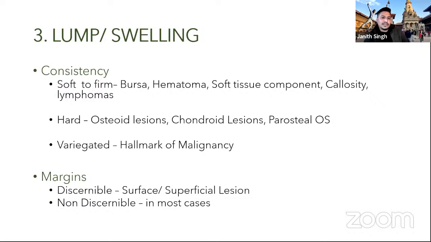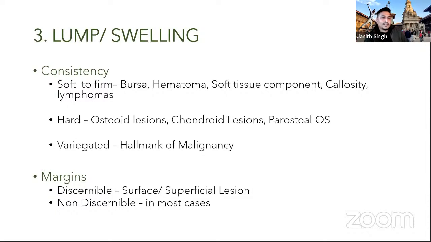If it is hard, it could be due to osteoid lesions or chondroid lesions, or sometimes parosteal osteosarcomas. They are present just underneath the skin. They are pretty hard in consistency. Now, the hallmark of all malignant disease is variegated or variable consistency.